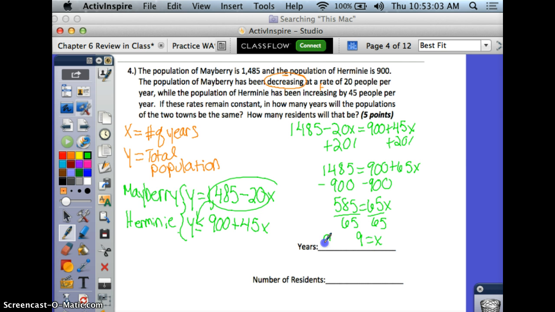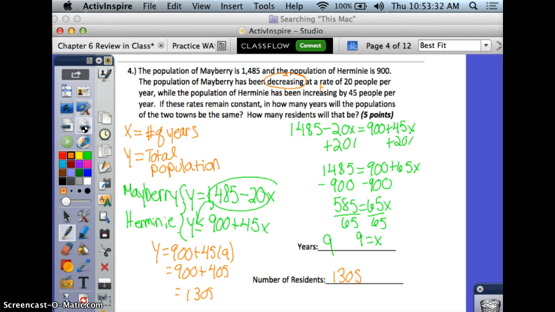So in how many years? 9 years. Now you have to figure out the population. You can use either equation. I'm just going to go ahead and use Hermione. So we have y equals 900 plus 45 times 9. So you get 900 plus 405, which equals 1,305. So the number of residents, 1,305.